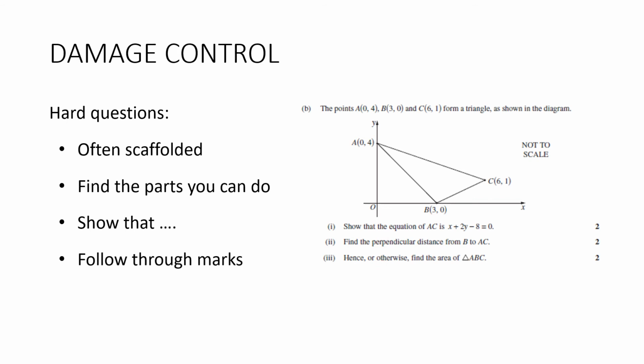And here's a tip. Remember follow-through marks. So suppose we get to part 2 and we can't do this. We can't find the perpendicular distance from B to C, so that's that distance there. Make it up. Okay, I know it says not to scale, but just figure something out. I reckon that might be maybe 3, maybe 2. So put an answer down for part 2. You're going to get that wrong, but then you can use that answer in part 3 to get part 3 correct.